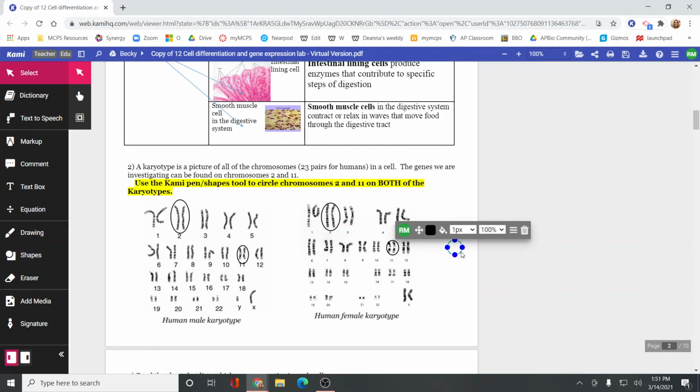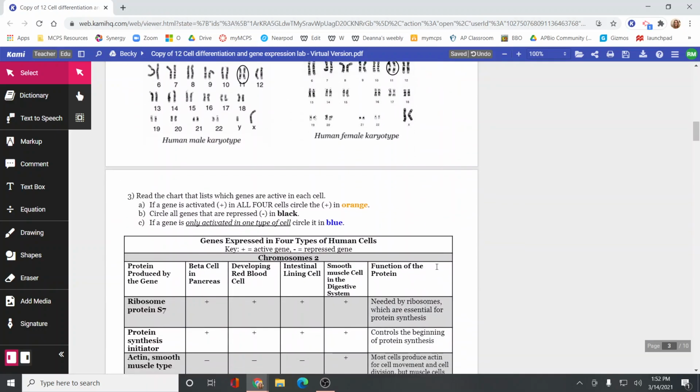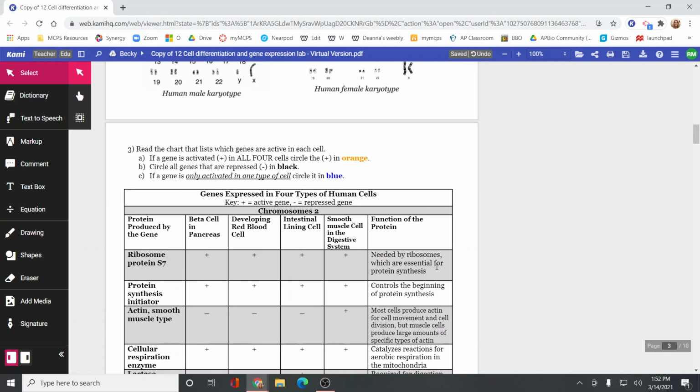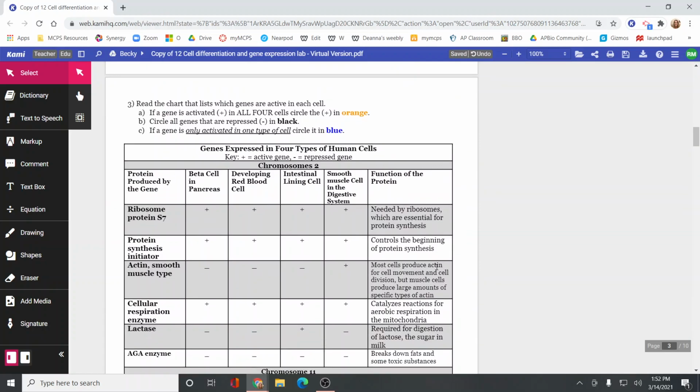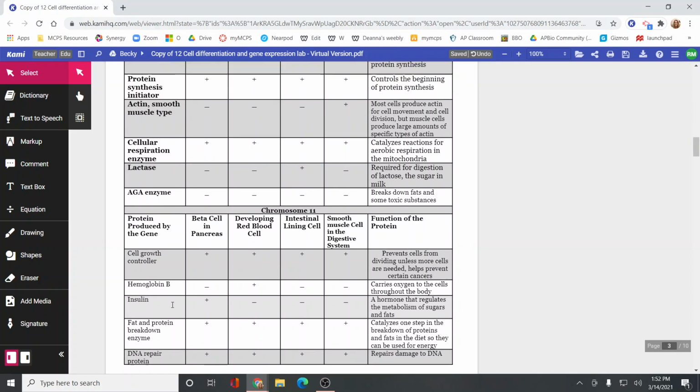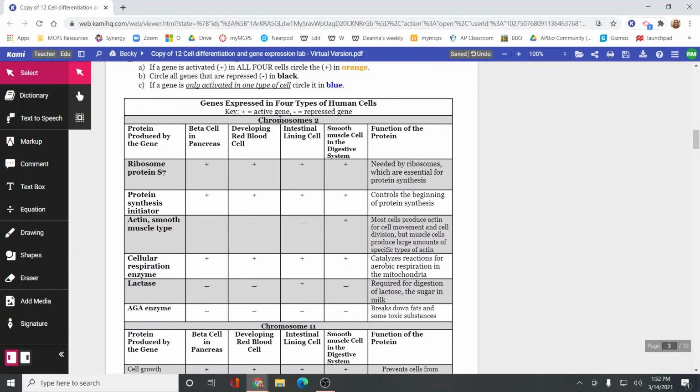See if I can delete that. I didn't mean to make that circle. All right, so you have circled chromosomes 2 and 11 in both. So now this part's really, really important. Anytime I'm talking about the genes, right here is the list of the genes in both chromosomes. And I want you to notice, do you notice right here it says chromosome 2? Here are the genes on chromosome 2.